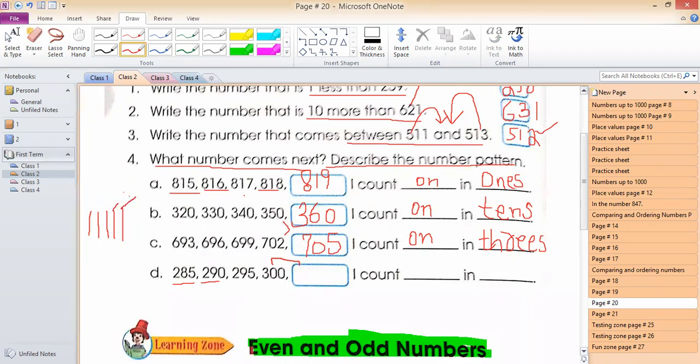So after 300, I will count on in fives again. 301, 302, 303, 304, and 305. So the answer is 305.